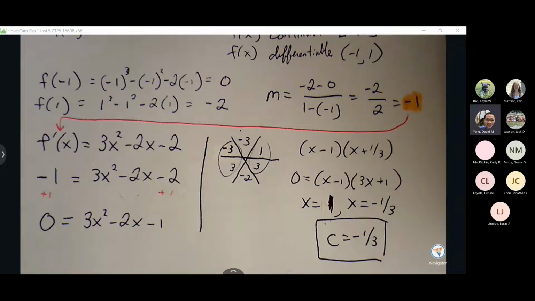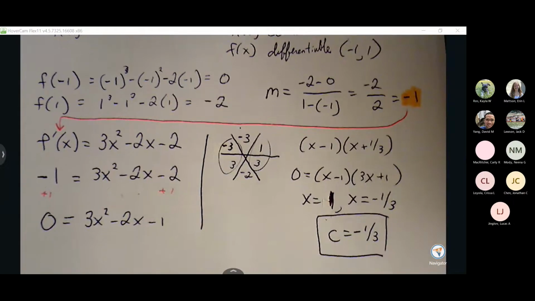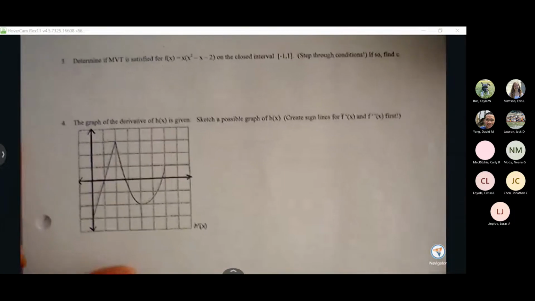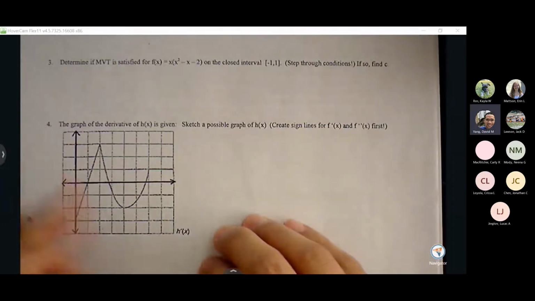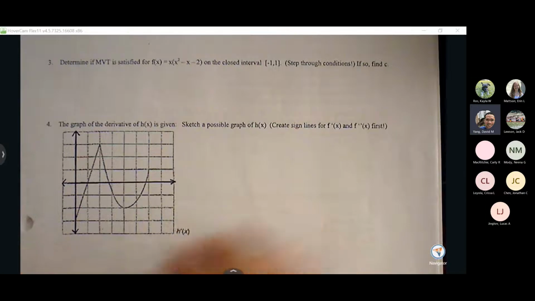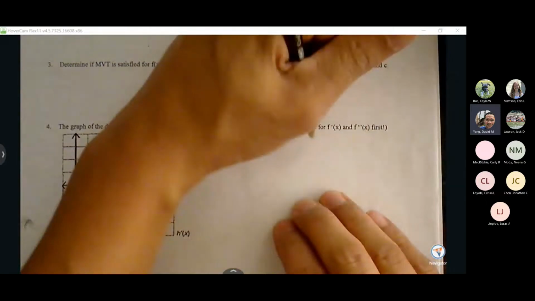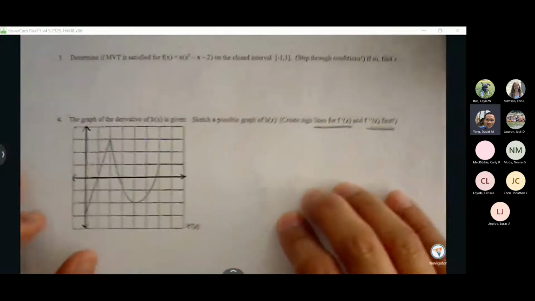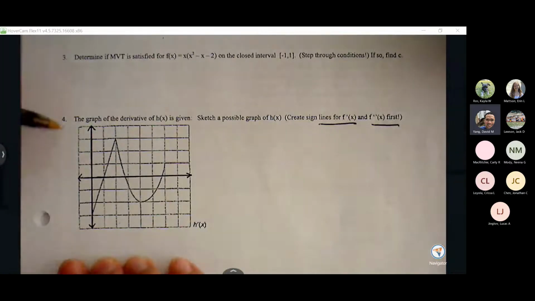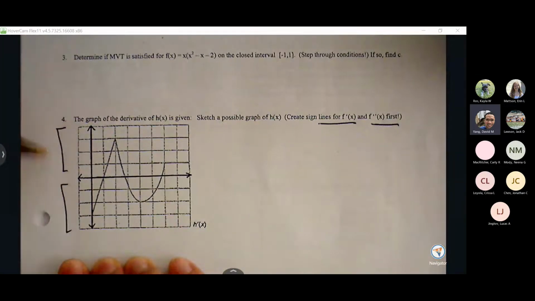Okay, number 4. Okay, we got a derivative graph here, so if we're looking at the derivative graph, we're going to create solid lines for f prime and f double prime. Make sure we remember what we're dealing with here: above the x-axis, below the x-axis.